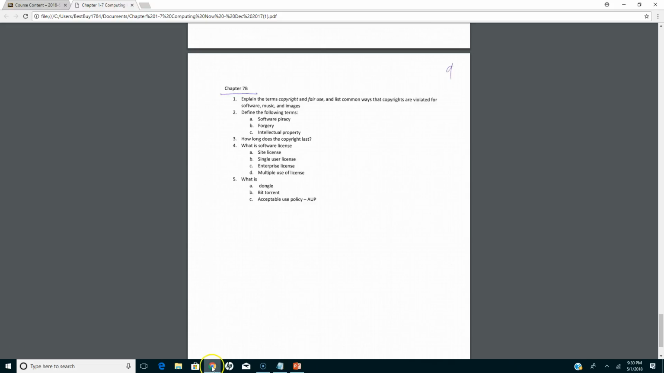The next question is, how long does the copyright last? I think I mentioned in the previous discussion that copyright lasts the life of the person and 70 years after the person dies. The next question is, what are software licenses? Site license, single use license, enterprise license, and multiple use license.